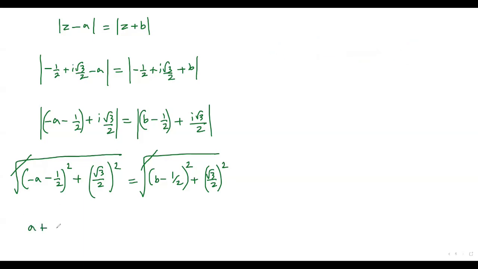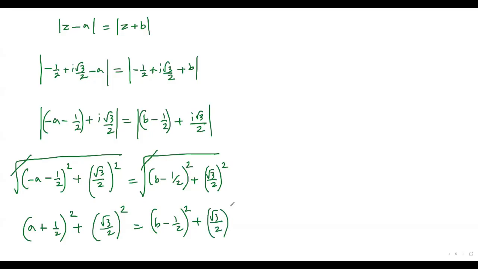Then we get positive 1 over 2, the whole square, plus square root of 3 over 2, the whole square, let me write this one as it is, equals b minus 1 over 2, the whole square, plus square root of 3 over 2, the whole square, written as it is. Okay, now when I subtract square root of 3 over 2, the whole square, from both sides, this one and this one will cancel out. So we get a plus 1 over 2, the whole square, equals b minus 1 over 2, the whole square.